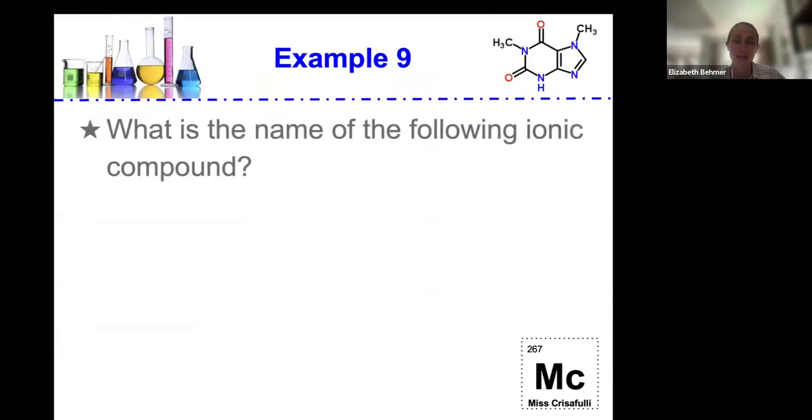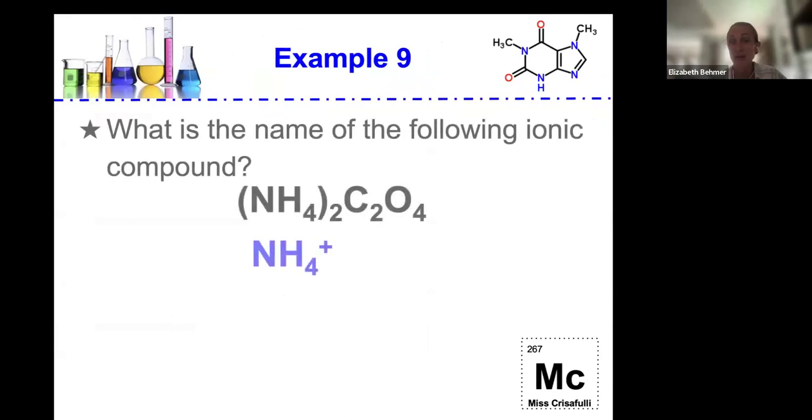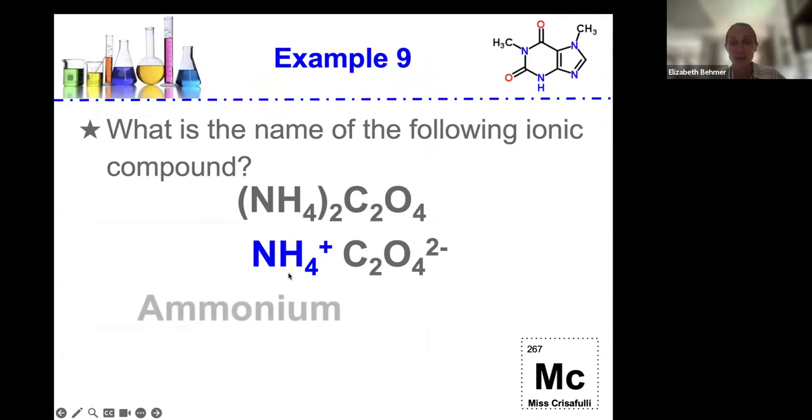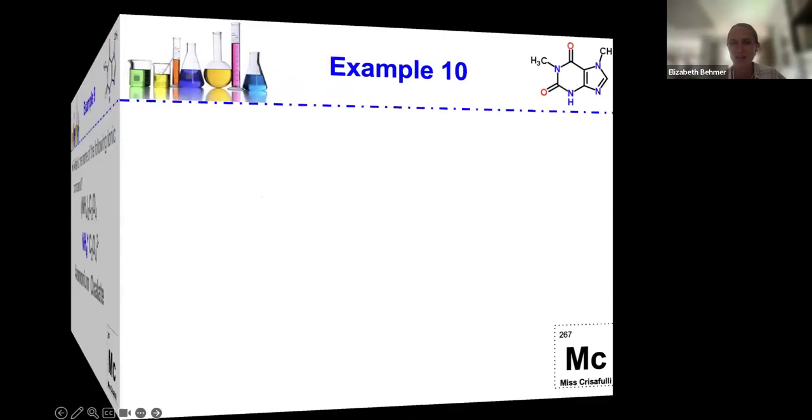Example 9, what is the name of the following ionic compound? (NH4)2C2O4. We know that NH4 is the cation and the C2O4 is the anion with the 2 negative charge. And we know those are the charges because when we go backwards, we can crisscross, and we know that this 2 would go up to the C2O4. I remember that NH4 is ammonium. What is C2O4? That's oxalate. Again, something you might just have to remember and memorize.